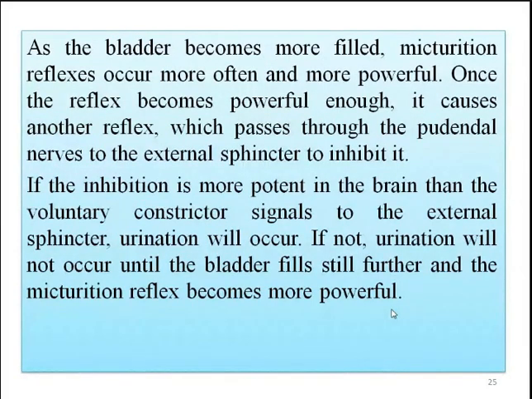So we can voluntarily constrict the external sphincter to control the urine. But when the environment is proper, the brain will again send the signal that now the environment is proper, you can relax. So the external sphincter will relax and the urine can be voided. So this is how the whole micturition reflex works, this is how micturition occurs.